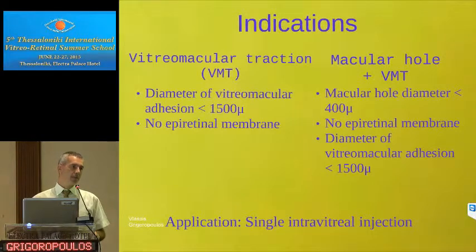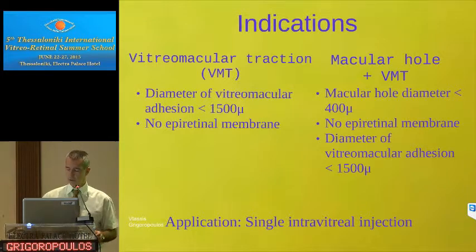The indications of ocriplasmin are two, basically. It's in cases with vitreomacular traction and macular hole. When you have vitreomacular traction, to use ocriplasmin, you need to have an adhesion of diameter smaller than 1500 microns. And preferably, you need not to have an epiretinal membrane. Epiretinal membrane makes things much harder for the drug to work.